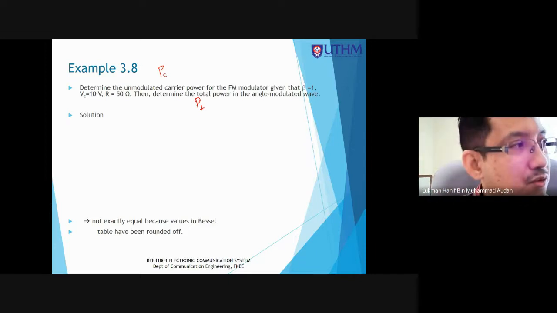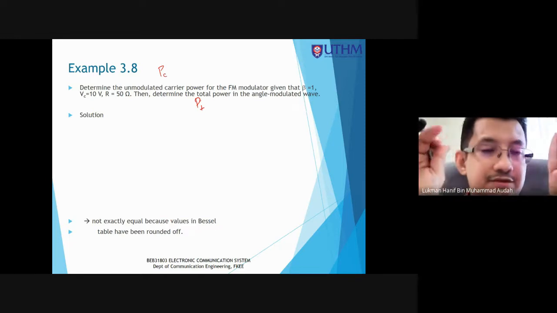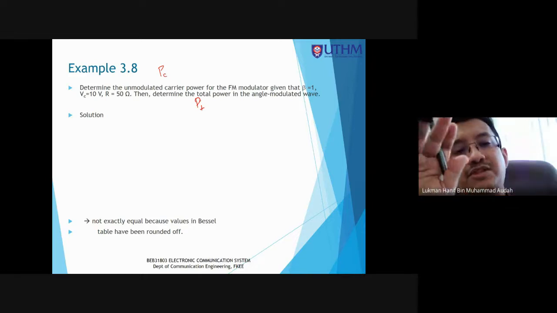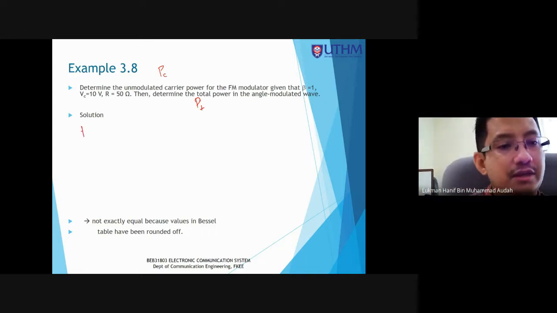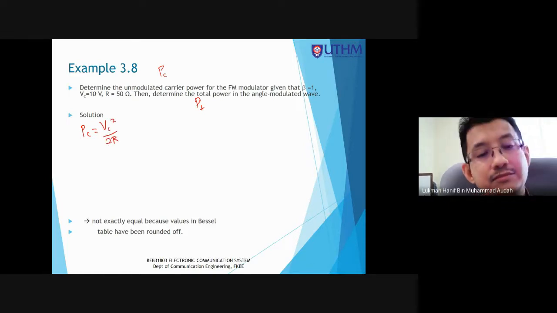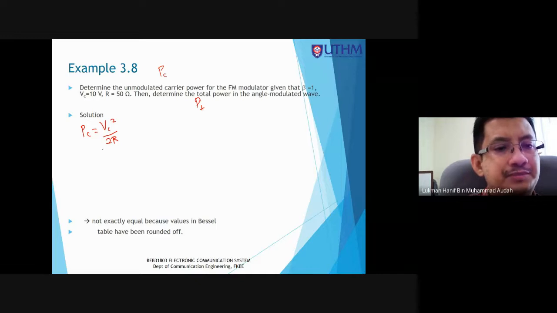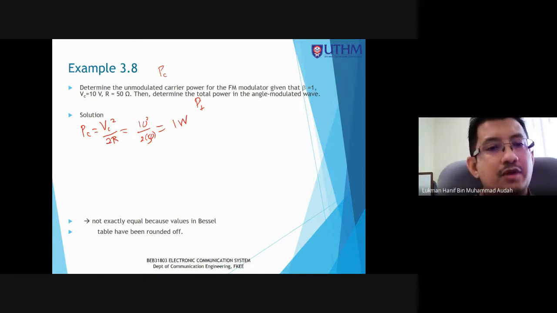Okay. So no problem. Let's do it. So this example wants to show you the slight difference between PC and PT total. So here PC. PC equal to VC square over 2R. Which is 10 square divide with 2 times 50. So this is equal to 1 watt. Okay, 1 watt.